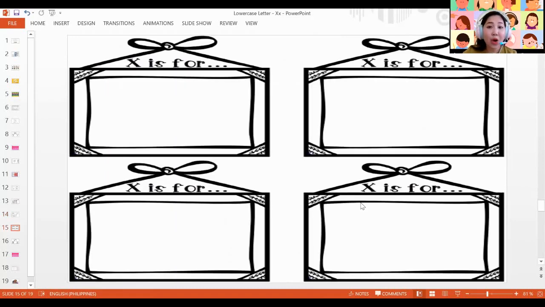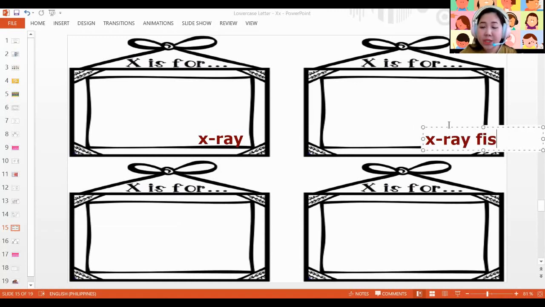So now that we are done with our letter sound sort or shopping for letters, let's proceed to drawing our pictures. So let's start first with our X-ray. You can also draw other things that have the letter X, okay? But teacher wants to draw these pictures.